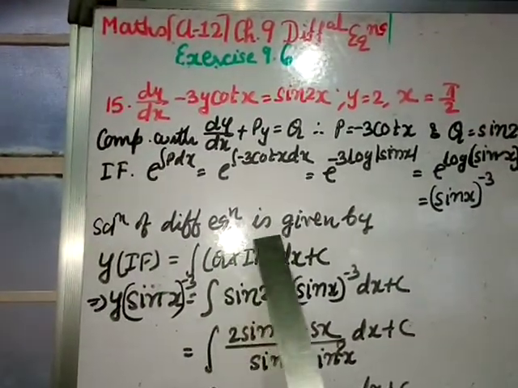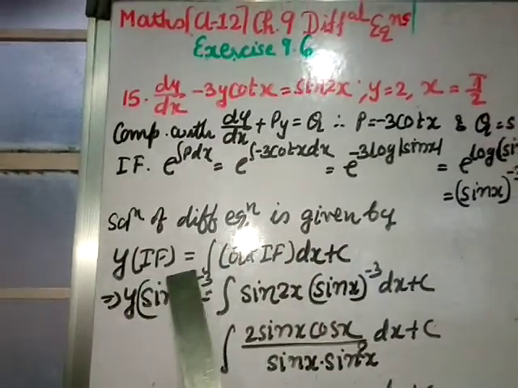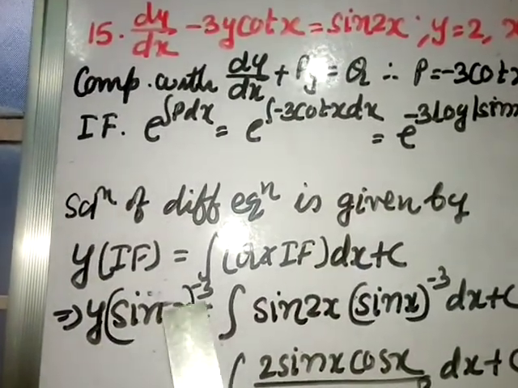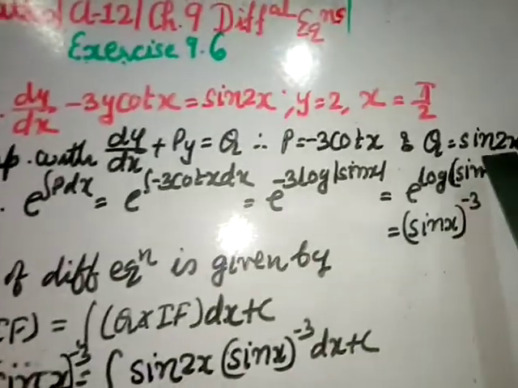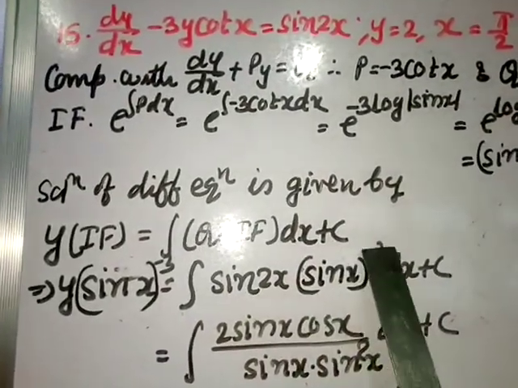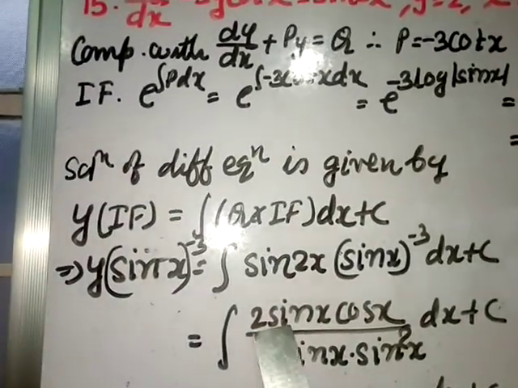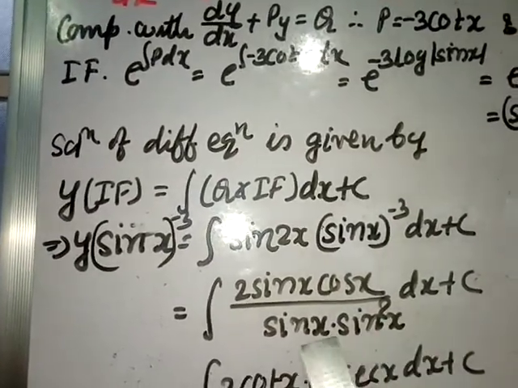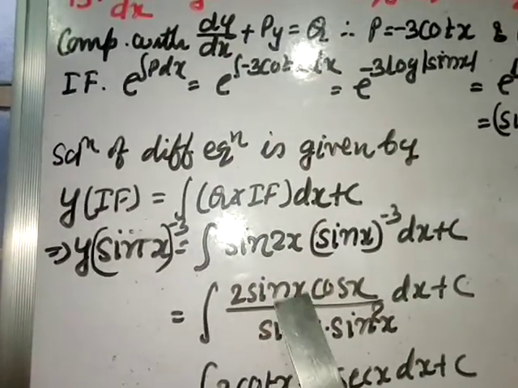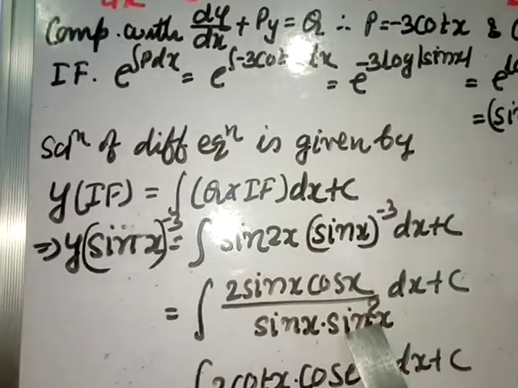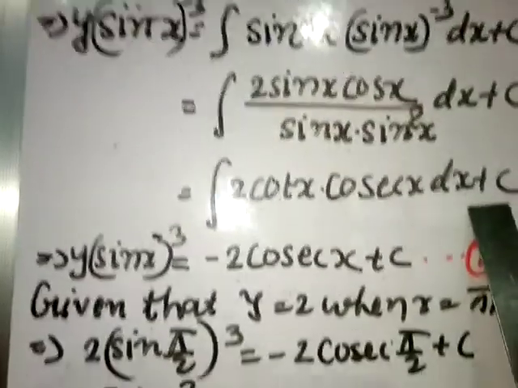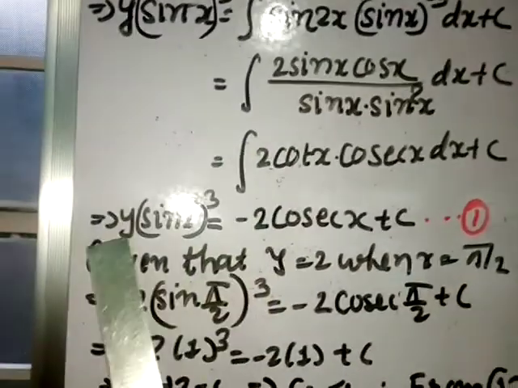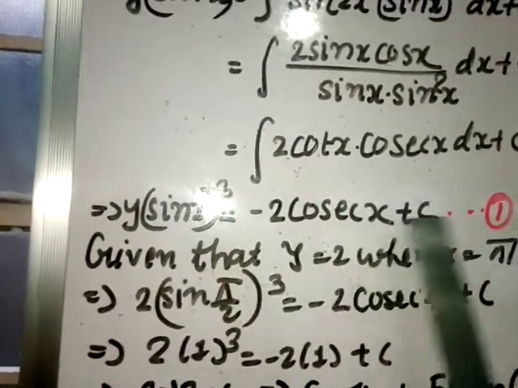Now the solution of the differential equation is given by y into integrating factor equal to integral q into integrating factor dx plus c. Put the value. y sin x power minus 3 equal to, q value is sin 2x, so you put sin 2x, sin x power minus 3 dx plus c. Now sin 2x can be written as 2 sin x cos x, and sin power minus 3 taking in the denominator as a positive, sin x into sin square x. Sin cancels, 1 cos by sin gives you cot, and 1 by sin remains, that gives you cot x cosec x dx plus c. Now integral of cot x cosec x is minus cosec x plus c, so y sin x power minus 3 equal to minus 2 cosec x plus c. Call this equation 1.